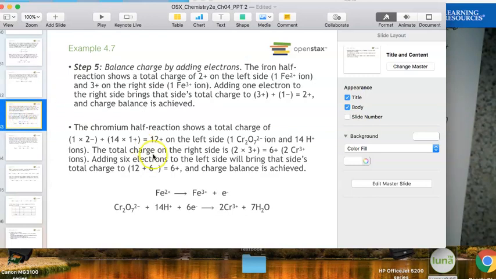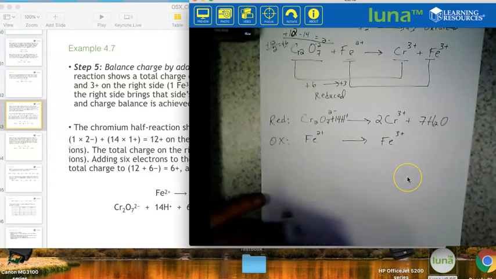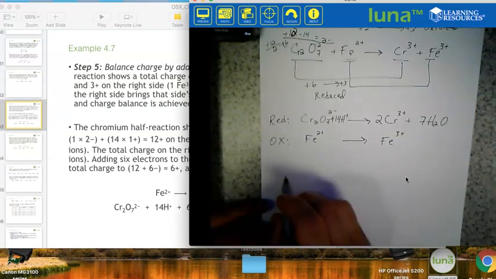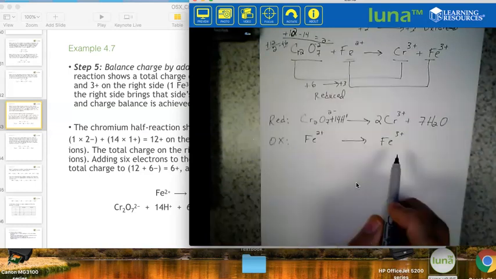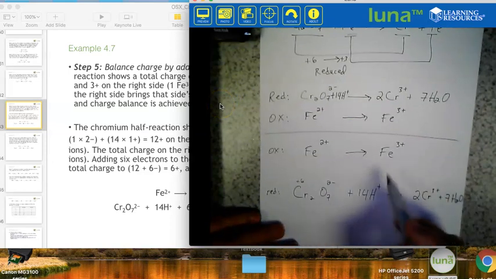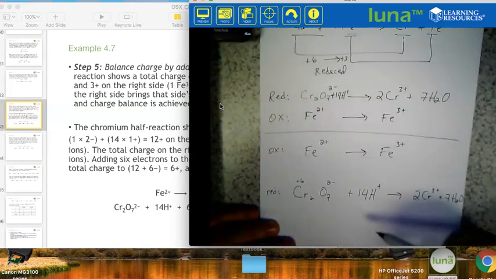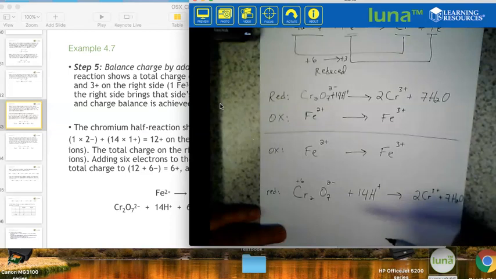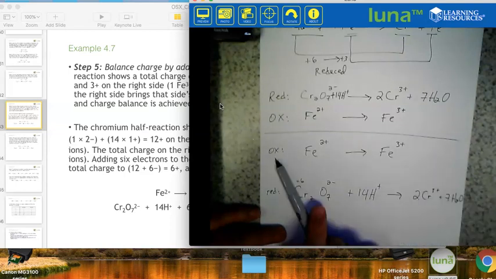Now I have to balance the charge by adding electrons. If you look at your oxidation numbers, you can see that. I went ahead and rewrote this because it was getting cramped up here. So here are my reactions. The next thing we need to do is balance out the charges by adding electrons. If we look here, we have this oxidation reaction.